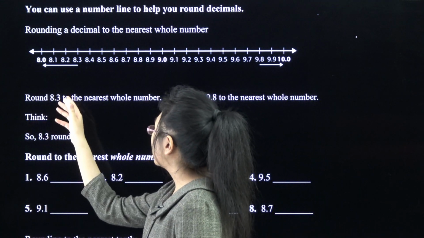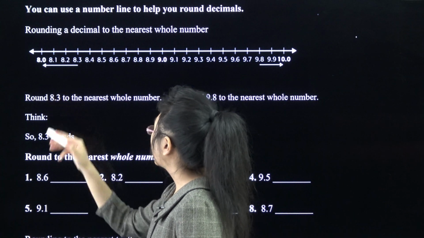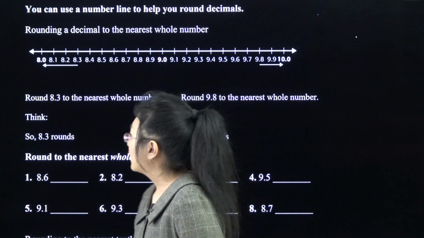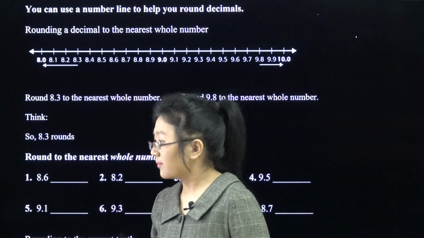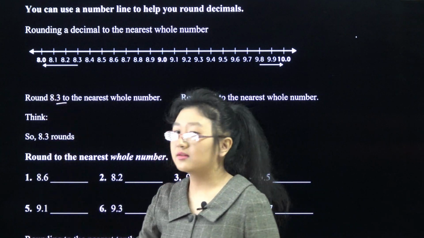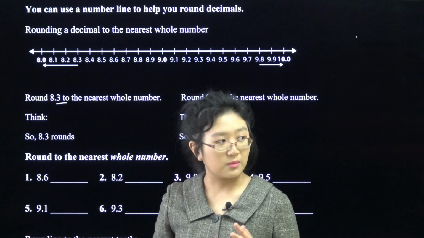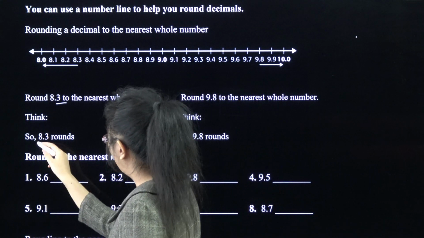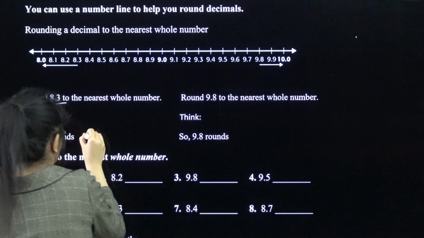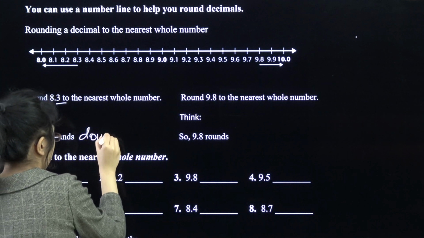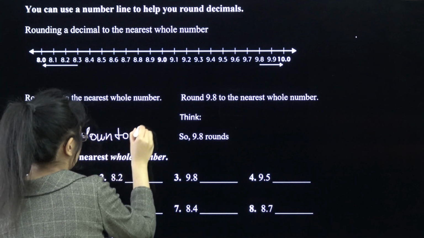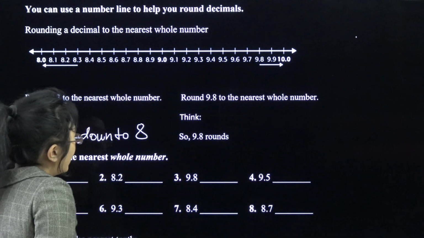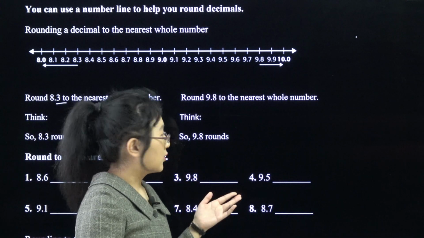So round 8.3 to the nearest whole number. So we think 3, which is in the 10th place, is smaller than 5. So we have to round down. So 8.3 rounds down to 8. And now we're going to move on to the next question.